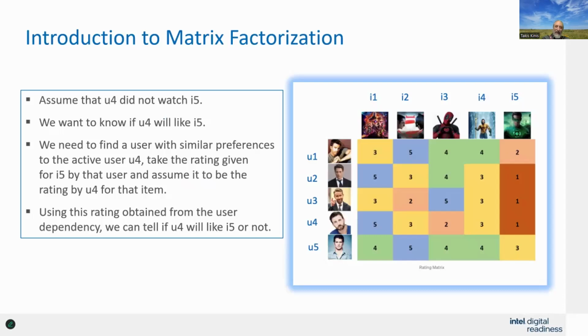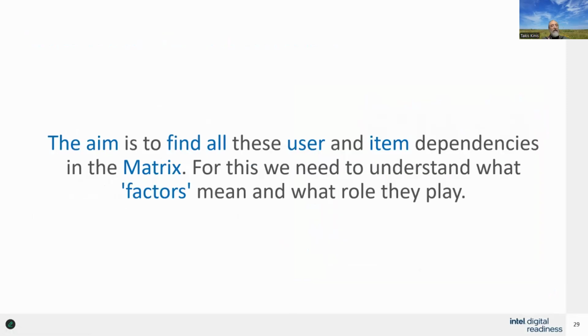All right, so let's do some assumptions here. It says, assume that user 4 did not watch I5, and we want to know if they'll like it or not. We need to find a user with similar preferences, take the rating given to I5, and assume it to be the rating of user 4 for that item. So in other words, if they're pretty similar here, we can probably assume they're going to be similar here. You can see user 5 didn't really like it that much, but user 4 really did not like it at all. So from the user dependency, we tell if user 4 will like I5 or not. I think that's pretty assumptive, actually.